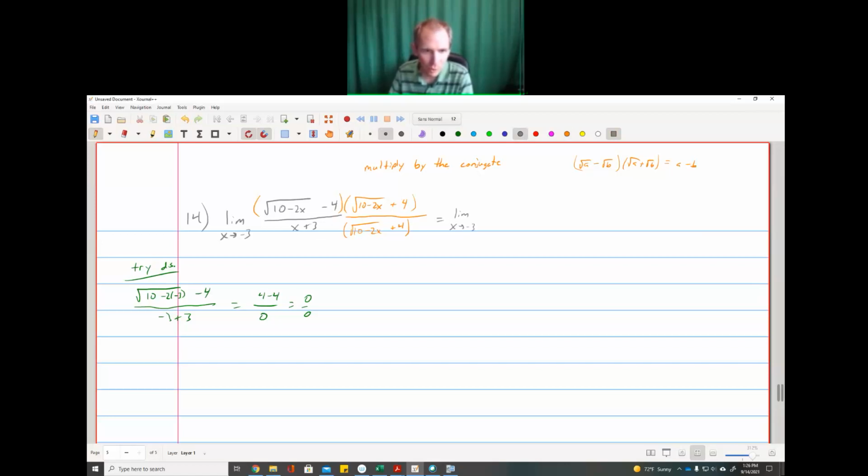Okay, so the square root of 10 minus 2x times that same square root will just give me 10 minus 2x. Okay, and then I have plus 4 of those square roots minus 4 of those square roots gives me 0. And then I have -4 times +4, that's -16.